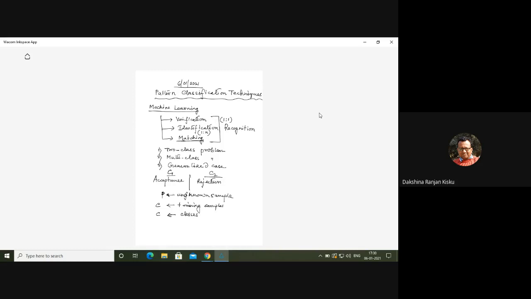Therefore, we can divide the classification problems into three categories. The first may be a two class problem, the second may be a multi class problem, and the third may be the generalized case, or generalized classification.